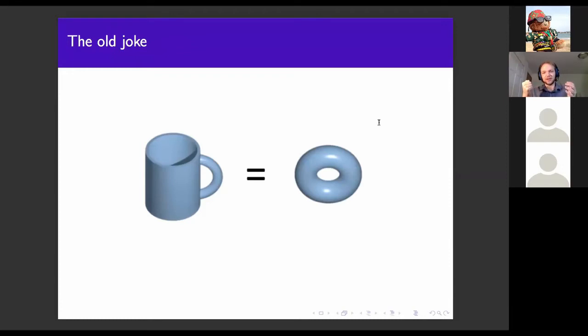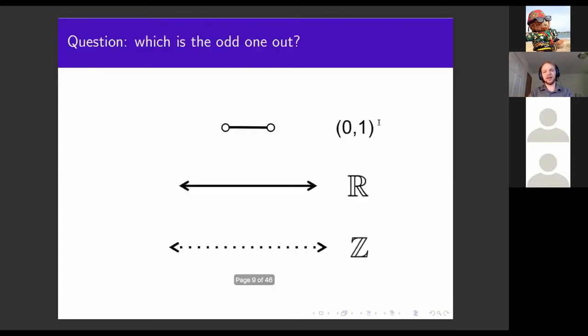But what this drives home, this old really slapstick joke, is that what matters in the study of spaces is the question of when are 2 spaces the same, right? And that is kind of the key way to understand topology and coarse geometry from a high level.